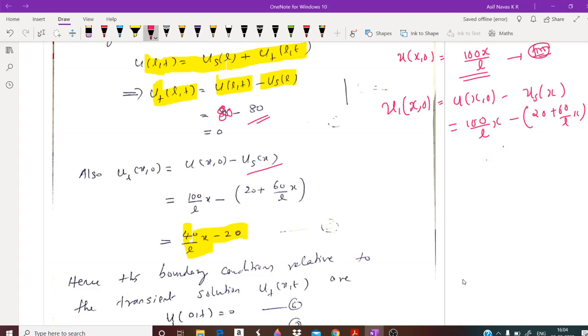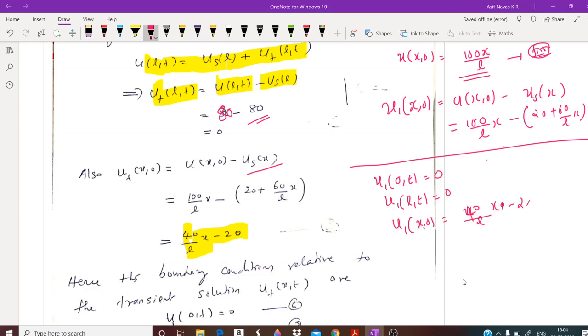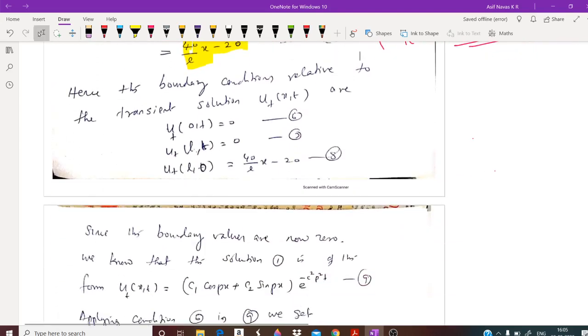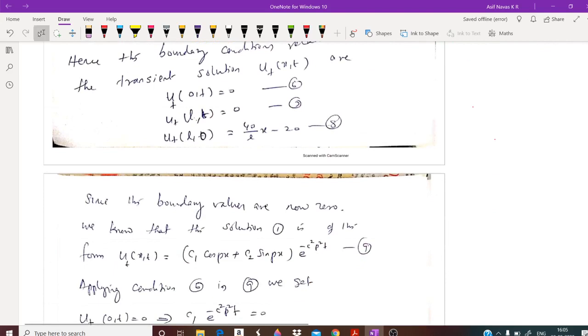Now we got u_1 of 0,t is equal to 0, u_1 of L,t is equal to 0, and u_1 of x,0 is equal to 40 by L x minus 20. So we got all the conditions, and now we will find what is u_1 of x,t. If we get u_1 of x,t, we will get the solution.